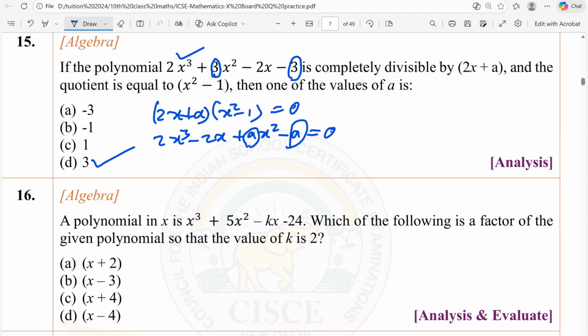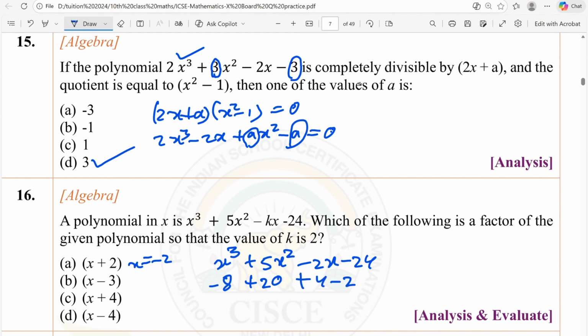This equation is x cube plus 5x square minus 2x minus 24. If x plus 2 is a factor, then x equal to minus 2. Put the value minus 2: this is minus 8, minus 2 square is 4, 4 into 5 is 20, minus 2 into minus 2 is plus 4, minus 24. This is not equal to 0.